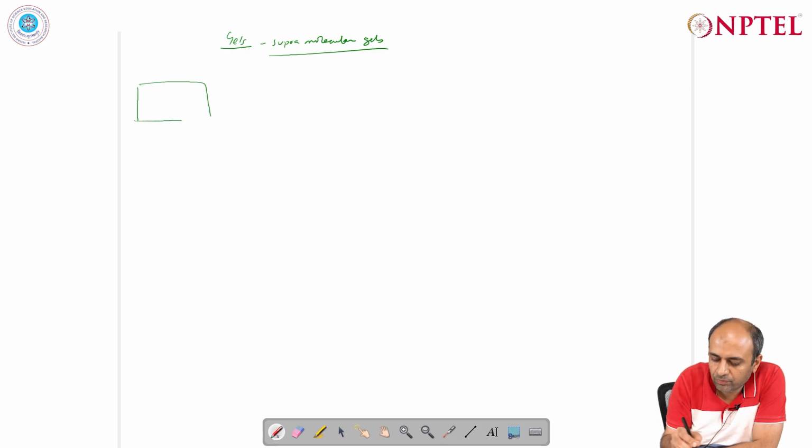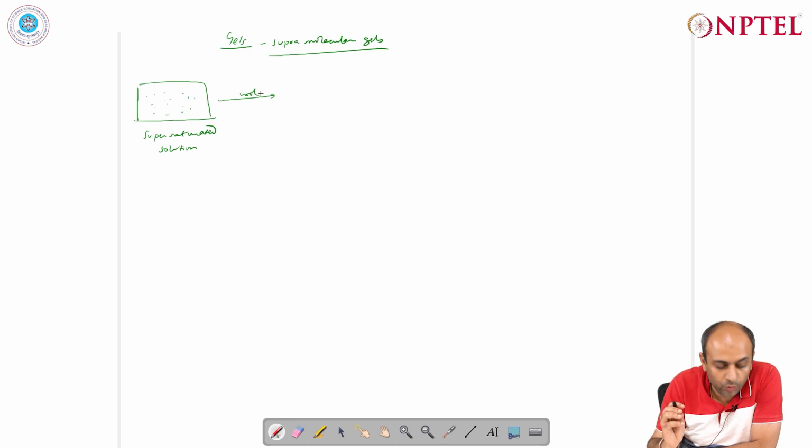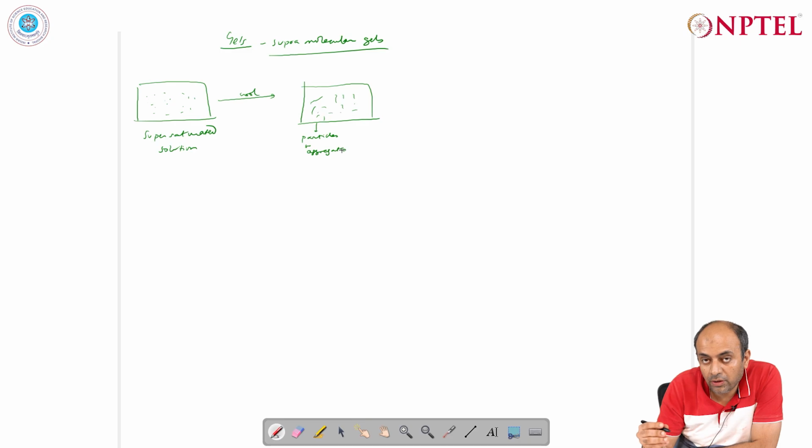So we have the supersaturated solution, and when we are cooling this supersaturated solution, it will lead to processes of nucleation and growth, and the process of nucleation and growth will give rise to particles or aggregates, and depending upon how these particles further grow, it can give rise to an amorphous precipitate.